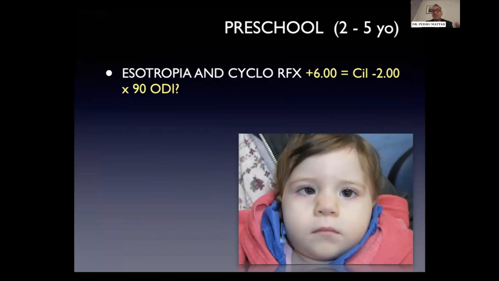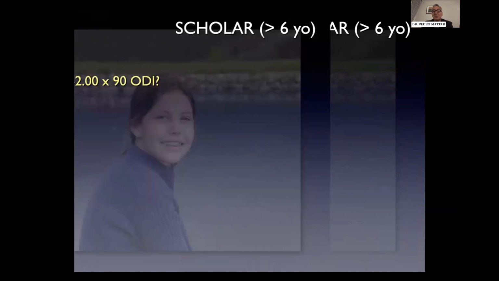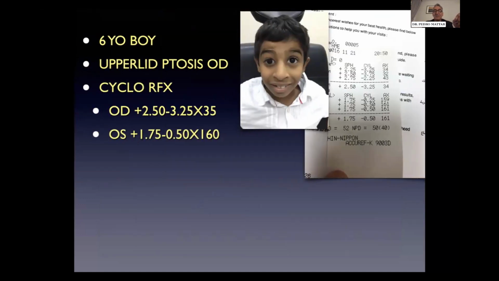So this is an example of a child that has isotropia, so we correct fully. And in case of a patient that is a scholar and has more than 6 years, we more or less treat him exactly the same as an adult. So these are the guidelines that we use. I give you here an example of a scholar. How much will we correct it? We will correct it 2 diopters less of the complete cycloplegic refraction.